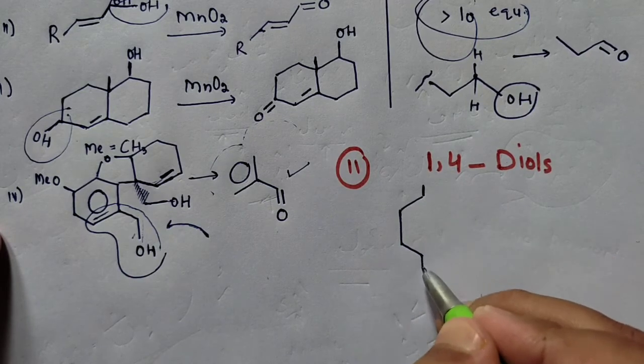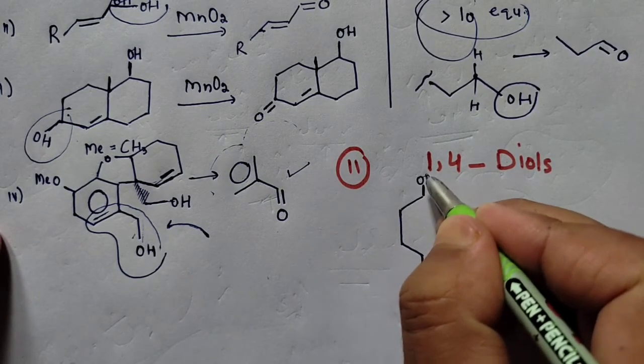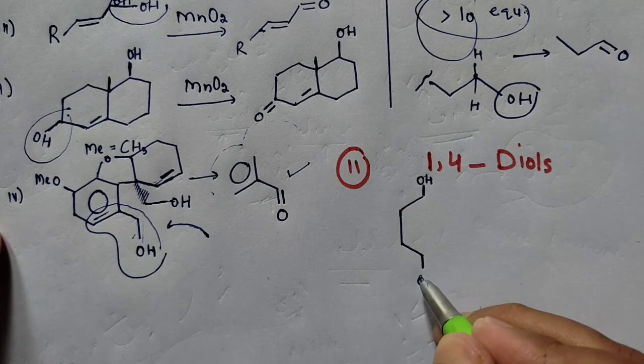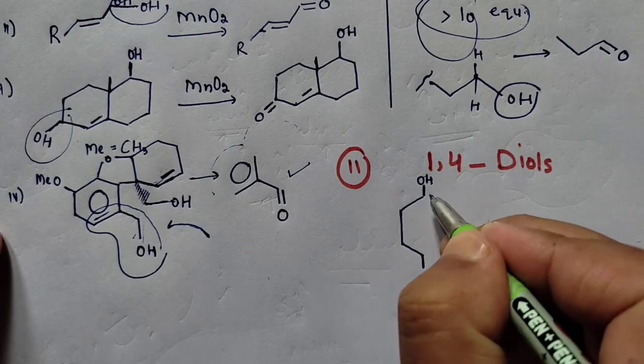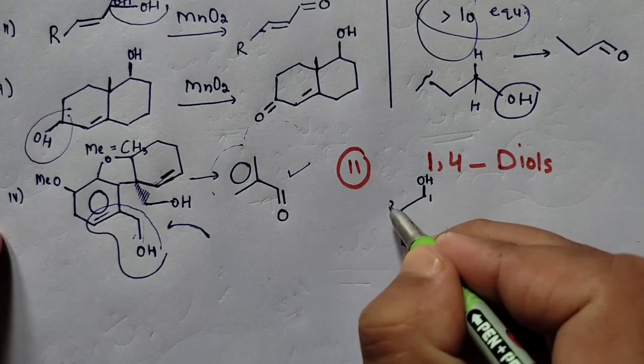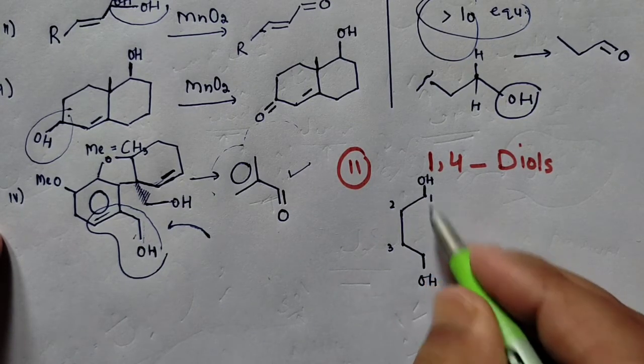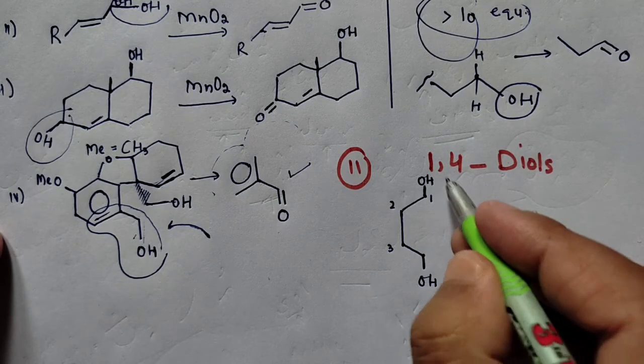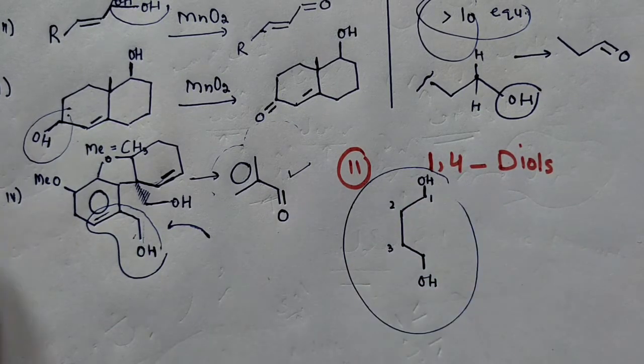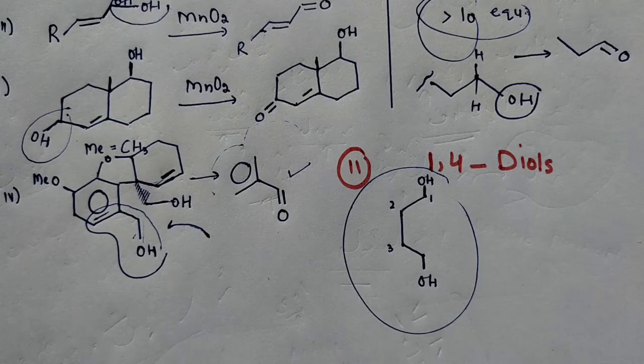Like this. So let's say it's OH here, and OH here. So this is carbon number 1, carbon number 2, carbon number 3, carbon number 4. This is called a 1,4-diol. Is tarah ka compound jo hai, that shows some interesting oxidation with KMnO4. So kya hota hai ise, let us see.